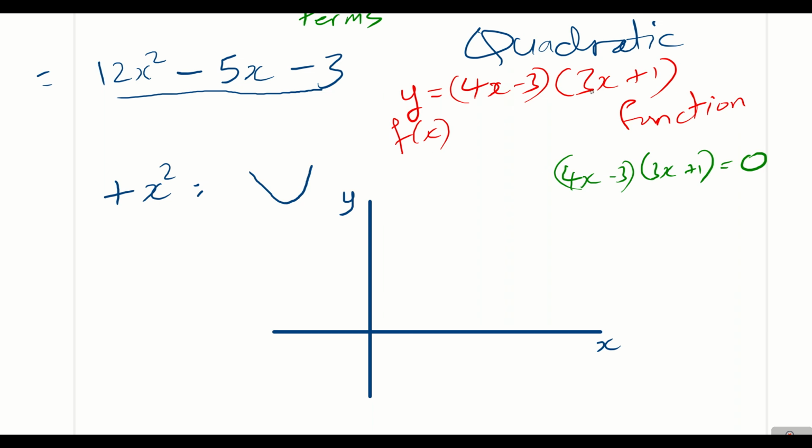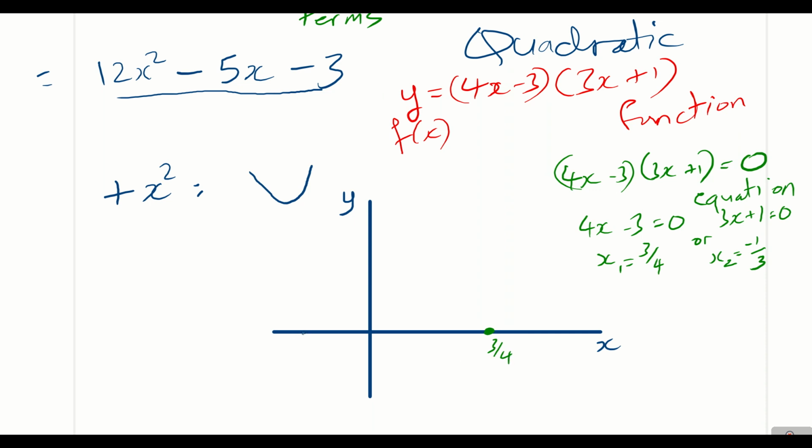Right, so y equals 4x minus 3 times 3x plus 1 is a function. If we make that equal to a number, then it becomes an equation. And to solve this equation, we're multiplying two things together, which means that one of them must be equal to 0. So we've got either 4x minus 3 equals 0, in which case x, and I'll call it x1, is going to be 3/4, or we've got 3x plus 1 equals 0, in which case x, and I'll call it x2, is minus 1/3. So that tells us the graph is going to go through the point where x is 3/4 and through the point where x is minus 1/3.